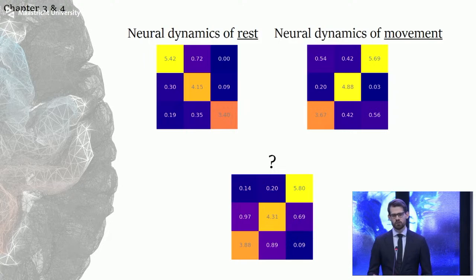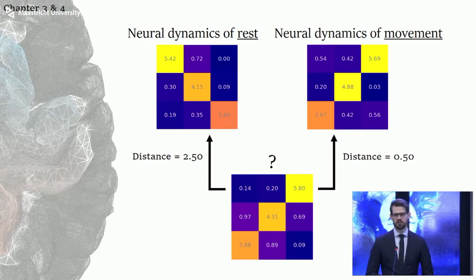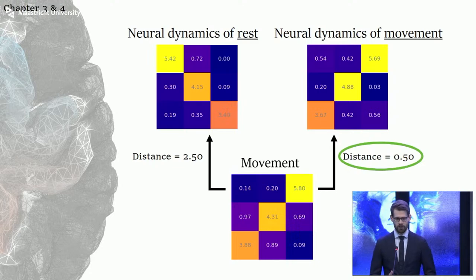So if you have a new trial where we don't know the prediction, we can just compare it with what we learned so far. If you compare it to rest, we get a distance of 2.5. And if you compare it to movement, we get a distance of 0.5. And the lower the distance, the higher the similarity. So 0.5 is the lowest, and therefore we say this trial must be movement. So let's evaluate how well this algorithm works.